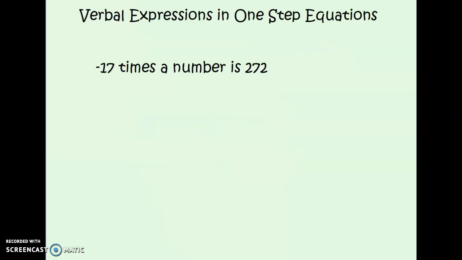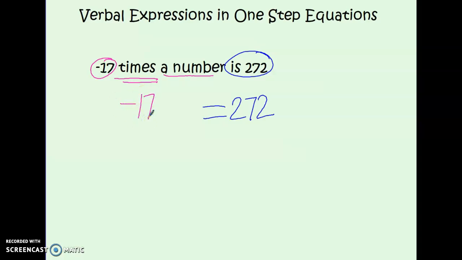Okay, here's our next example. Negative 17 times, there's our operation, a number is 272. So you can always start with what comes after that is. That is telling us what our answer is. Okay, negative 17 times a number. So negative 17, we're multiplying, so we're going to use a coefficient and a variable. So negative 17 times, and we can choose any letter we want. I'll choose a y this time. Negative 17 times y equals 272.